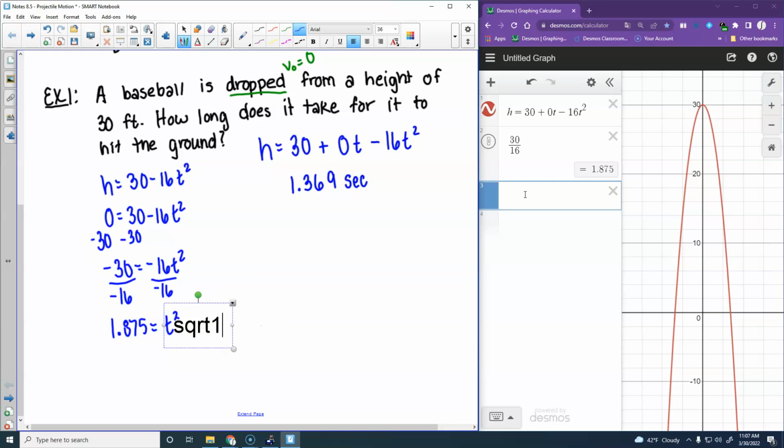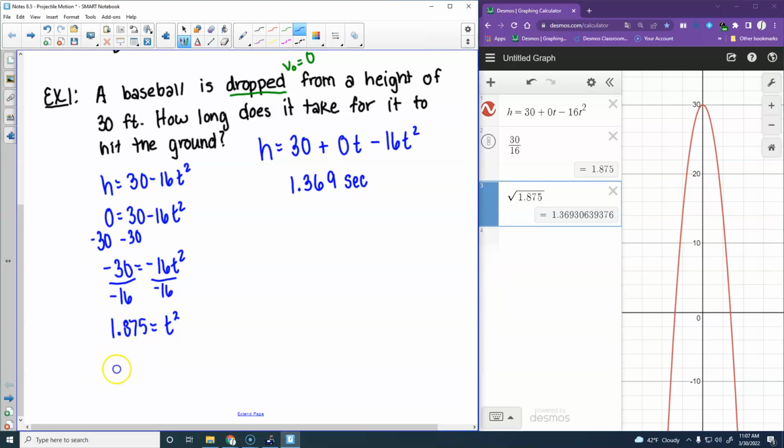Oh, sorry, I thought it was Desmos. There. We get 1.369. Which is our time that we got over here, right? So if it's calculator active, certainly use the calculator, but you might see something like this on calculator inactive. Okay, questions?